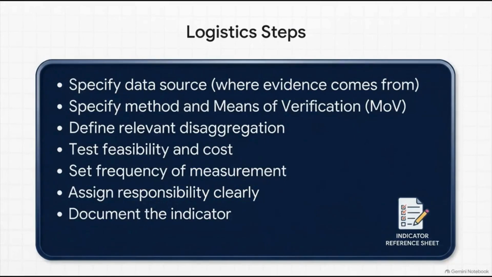To wrap up the 16 steps, we move into logistics, focusing entirely on operational reality. You need to identify the exact data source. Are we using a household survey, a government database? What's the collection method? And what is the means of verification, or MOV, meaning what actual hard evidence, like a signed attendance record or an approved municipal policy, will prove your numbers are real? You've also got to define the frequency of measurement, assign responsibility to a specific person, and by the way, the program team is not a person. Determine necessary disaggregation like sex or geography, and finally, do a gut check on whether this indicator is actually affordable and feasible to track.